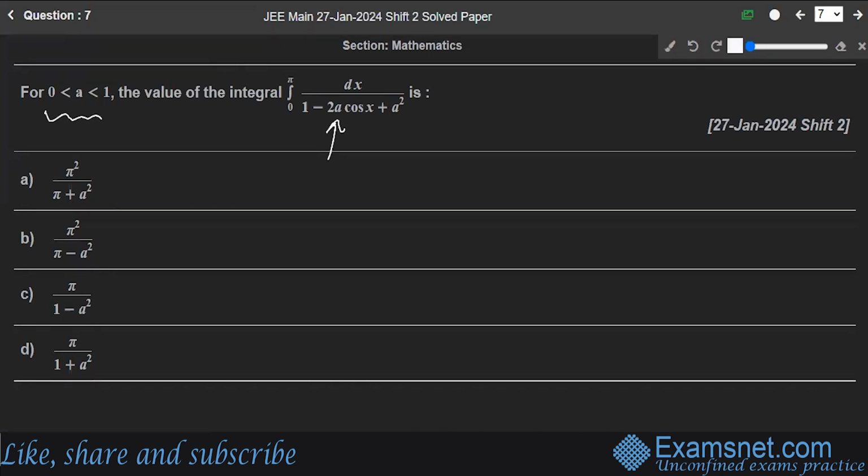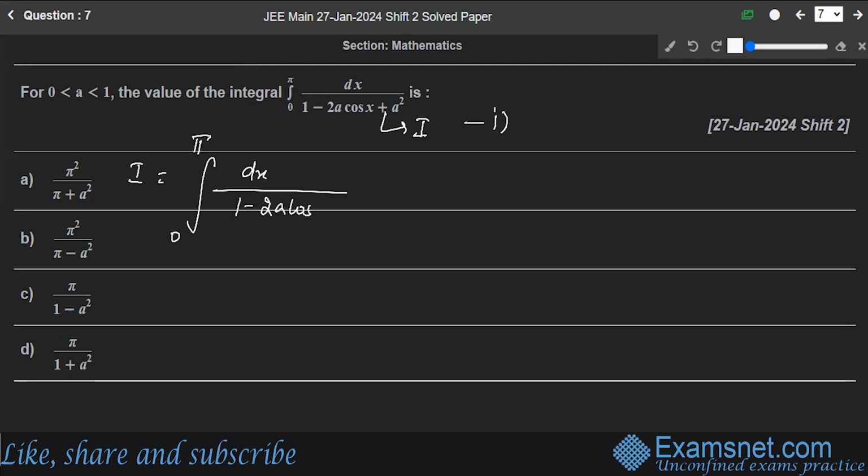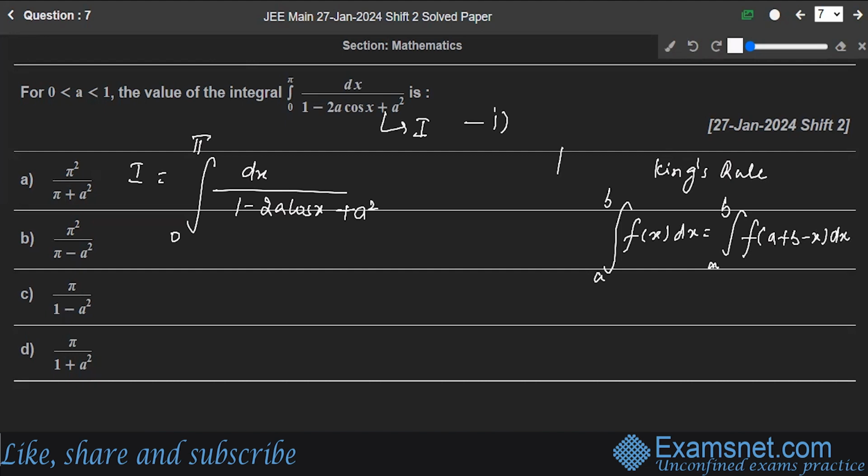Let's say this function is equal to I. And let's say this is equation 1. So you have I as this limit 0 to pi dx upon 1 minus 2a cos x plus a square. I'll do one thing. You know the King's rule. It states that the integral of limit 0 to b fx dx is equal to integral limit 0 to b f of a plus b minus x dx. So I'm applying this over here.